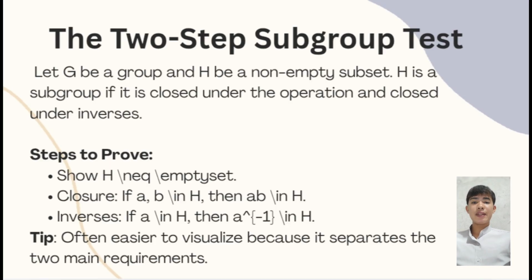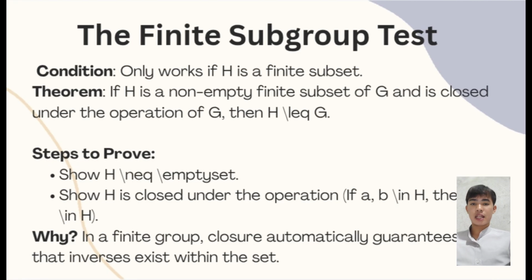The third method is the finite subgroup test. This applies when a subset has a finite number of elements. In this case, the process becomes simpler. We only need to verify that the set is non-empty and closed under the operation. If these conditions are satisfied, the existence of inverses automatically follows due to the finite nature of the set. So, for instance, the set 1, i, -1, and -i under multiplication is finite and closed, so it must be a subgroup without separately checking inverses.